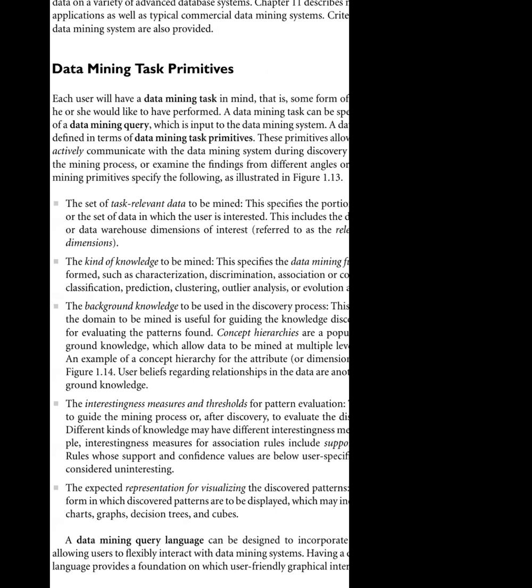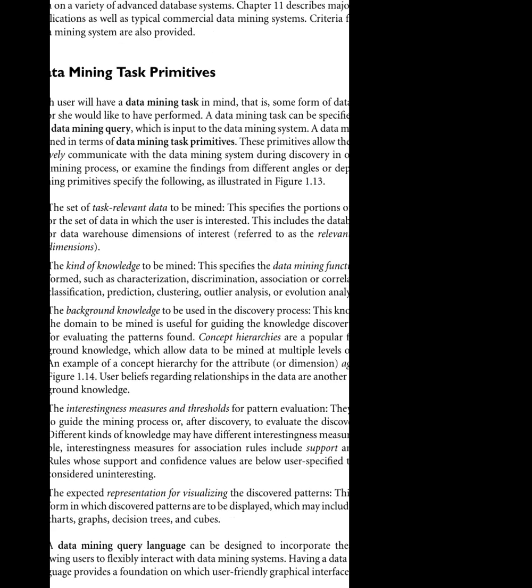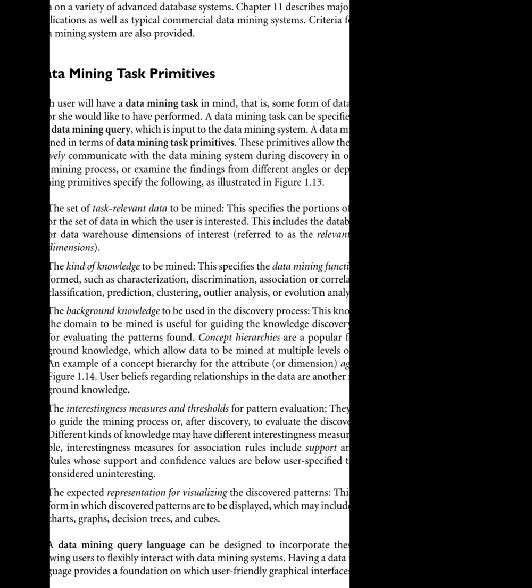These are what you generally represent in the data mining task primitives. First one is the set of task relevant data. So how can we mine this data? It specifies the portion of the database or a set of data in which the user is interested. Simply, you can represent it as a set of task related data to be mined in data mining task primitives. And the second type of primitive is the kind of knowledge to be mined.